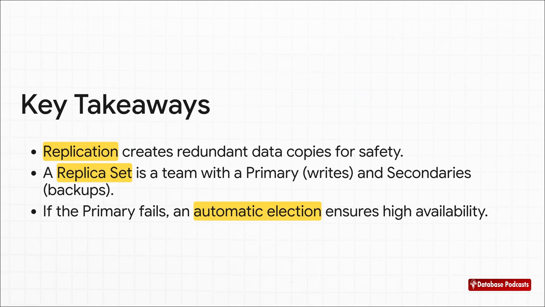So let's just boil this all down. First, replication is all about creating redundant copies of your data for safety. Second, a MongoDB replica set is like a database team, with one primary handling writes and a bunch of secondaries acting as backups. And finally, the most important part, if that primary fails, an election happens automatically and a new primary takes over, keeping your app online.